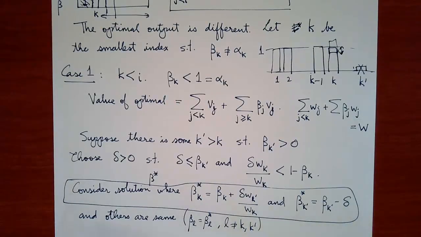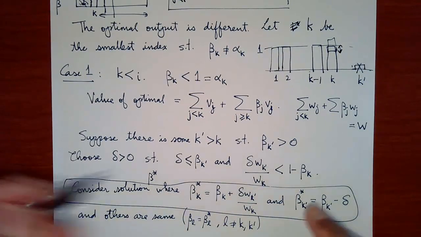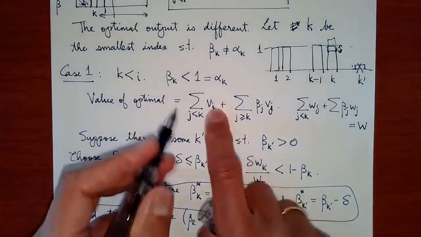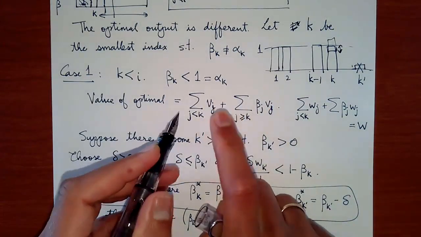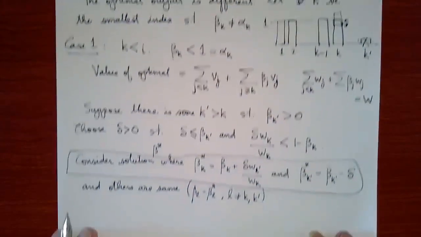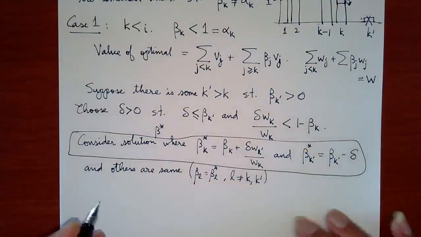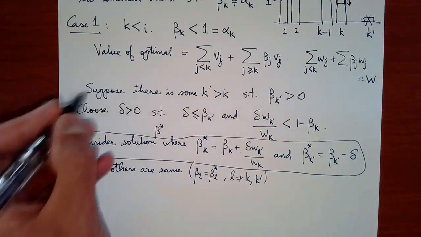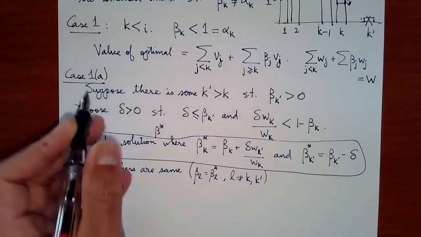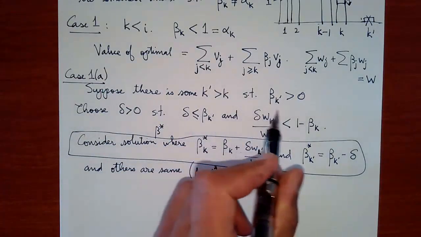I have a new solution. All the others are the same. Now, when I have this new solution, if I can show that it satisfies the knapsack constraint, and the value is strictly larger than the optimal, I get my contradiction. Right? This is case 1a. 1a is suppose there is a k prime greater than k, okay?